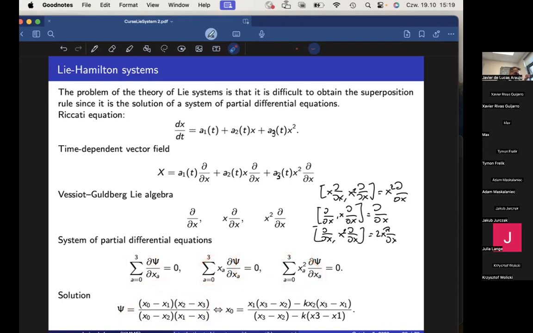To obtain the superposition rule, when you have this constant of motion, you suppose that it is a constant k, and you write one of the variables, x0, in terms of the others. What you obtain is just the superposition rule. Here this is a subindex, sorry. So this is the way of obtaining a superposition rule. But the difficult point is to obtain this.